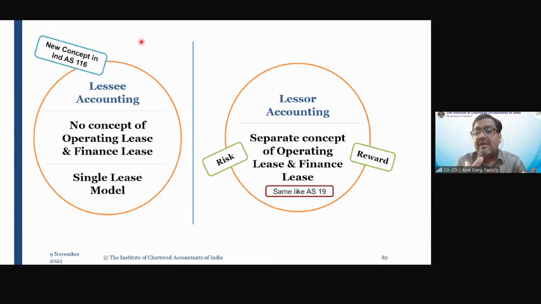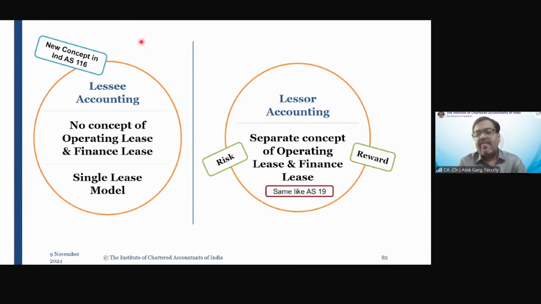So Rahul is not capitalizing the flat. Rahul is not capitalizing the building. Rahul is capitalizing a right, which is given by me to him for using the asset. Correct? And hence, a lessee who is getting a right to use the asset has to capitalize the right-of-use asset in all the leases, and hence there is a single lease model.